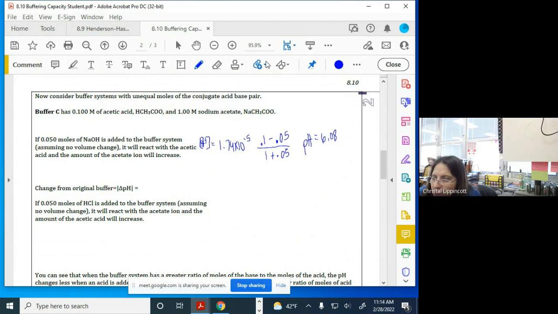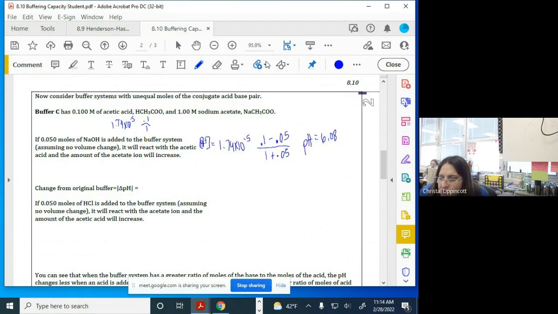So the original buffer, if we were to figure out what our original buffer was, that would have been 0.1 over 1, and then times 1.74 times 10 to the minus 5. So 0.1 times 1.74 to the minus 5. That's going to give me a pH of 5.76.